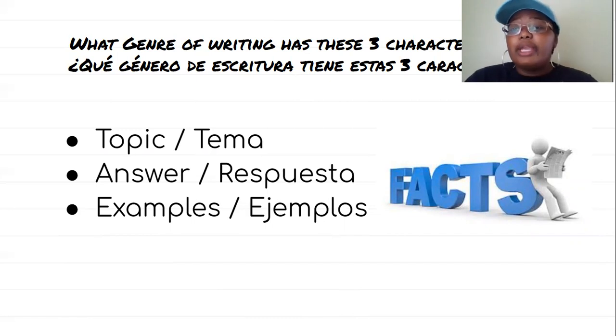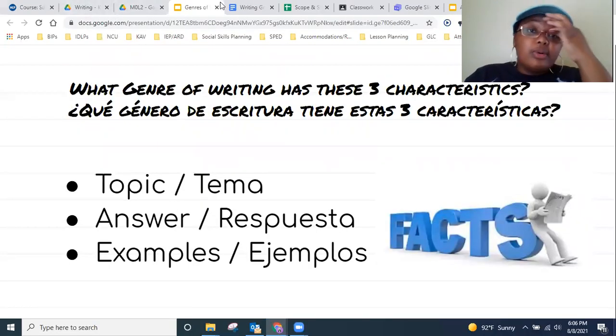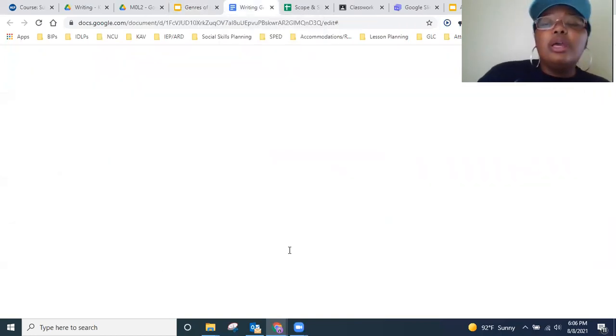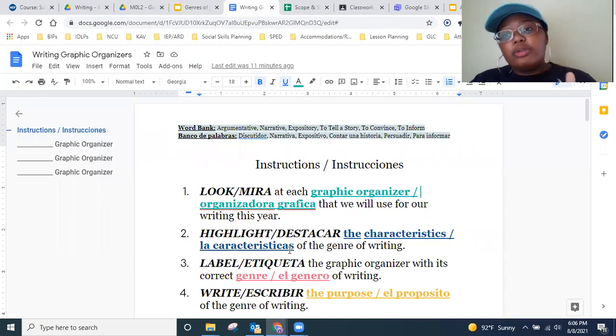So now we know the main characteristics of each of these essays. We're going to take a look at our graphic organizers that we're going to use for writing this year, and we're going to label them based on the things that we have learned. So I'm going to do the first one with you, and then you're going to do the other two by yourself.